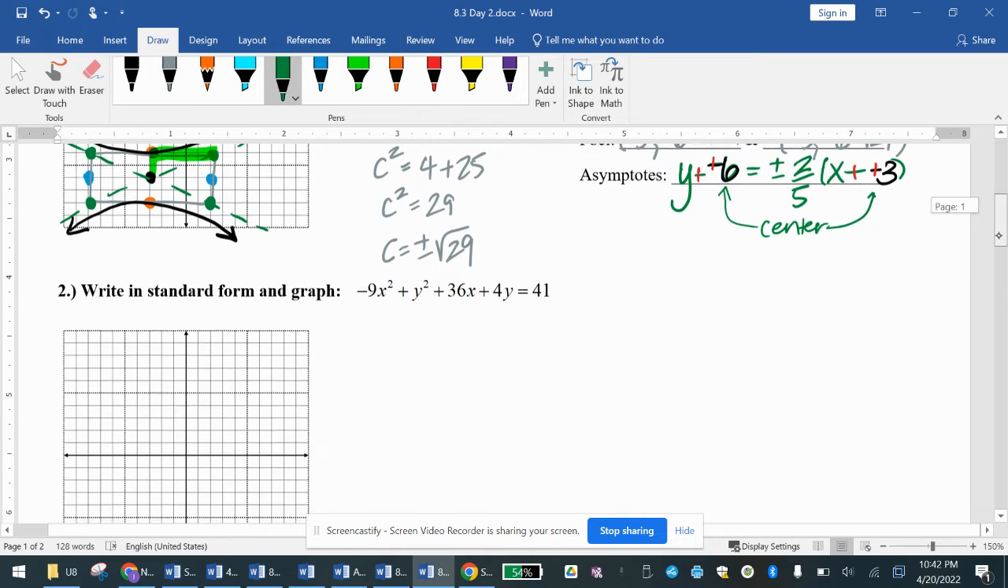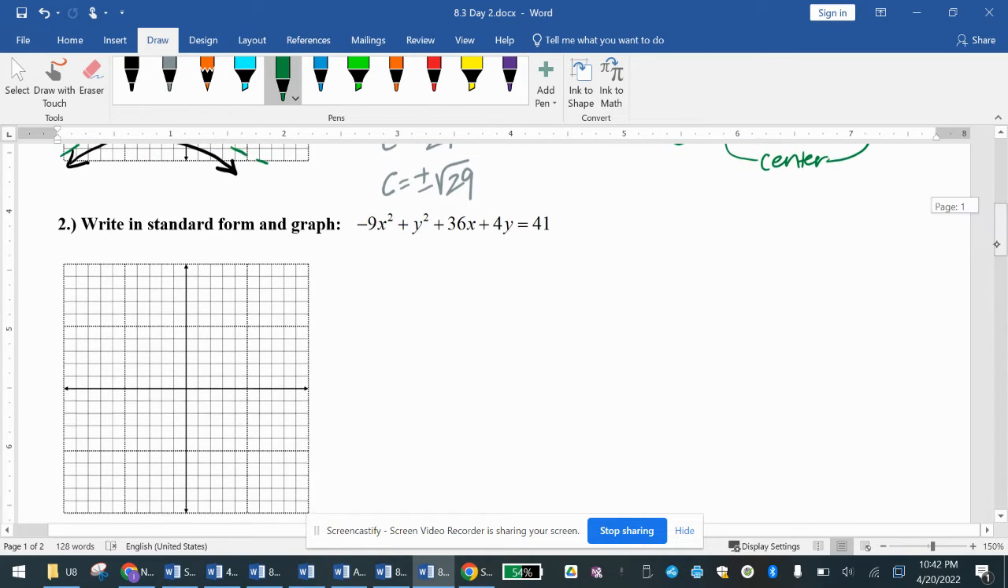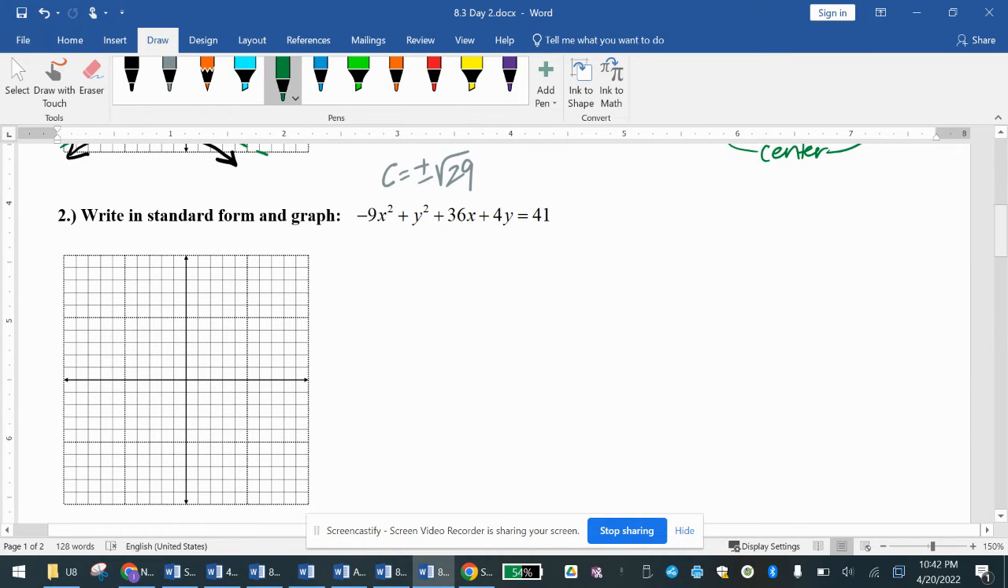So for today, we're being asked to write the equation in standard form and graph it. As you look at this equation, you should notice that both quadratic terms exist, right? The quadratic for the x's and the quadratic for the y's, but they have opposite signs. So that means that this is a hyperbola, not an ellipse or a circle.